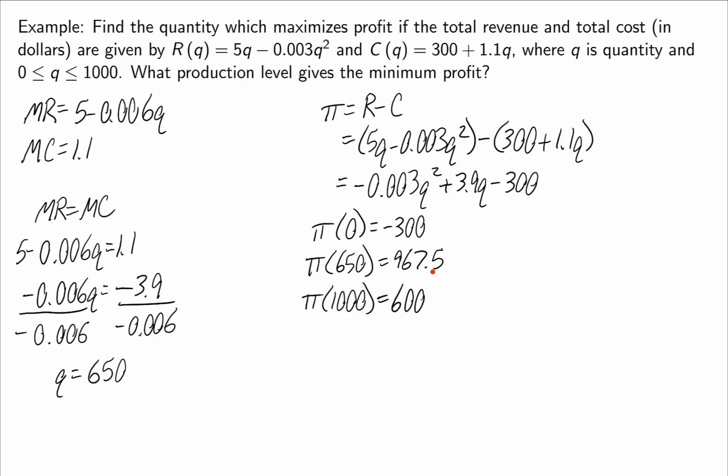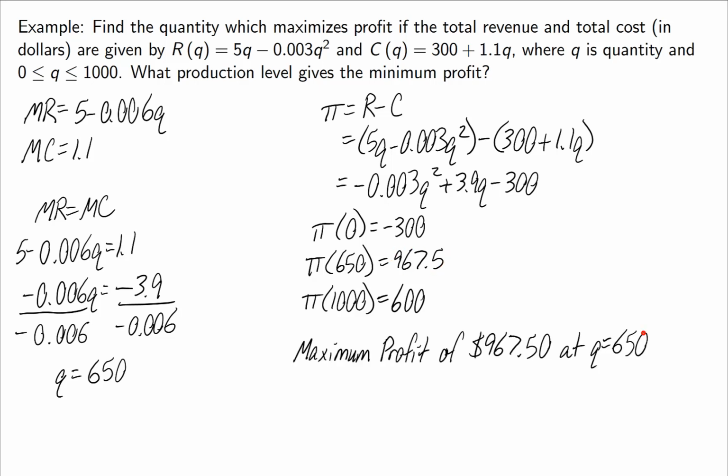Here's my maximum profit. We get a maximum profit of $967.50 at Q equals 650. And now the minimum profit is just the smallest. That happens at 0. We get a minimum profit of negative $300 at Q equals 0. As you might expect, if you don't produce anything, you're not going to make money.